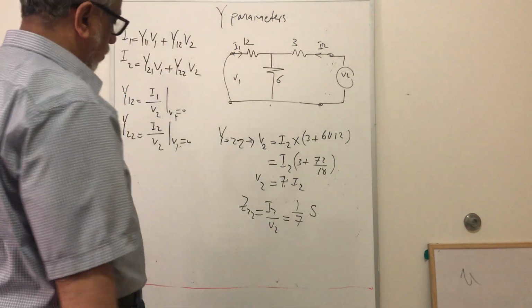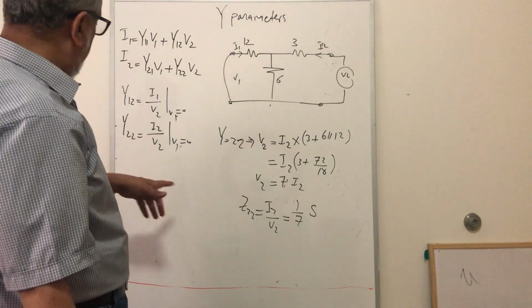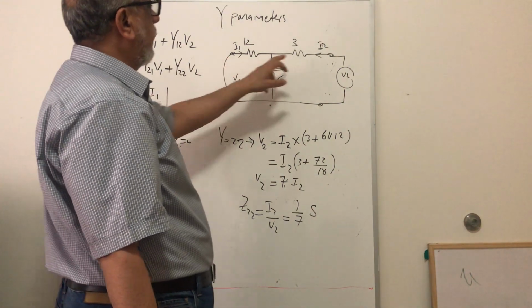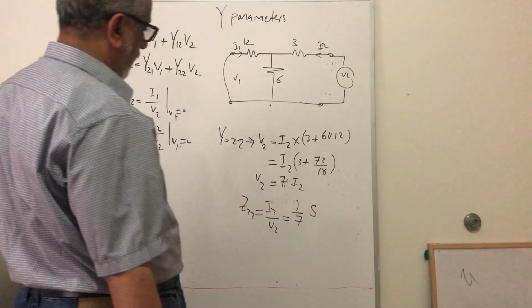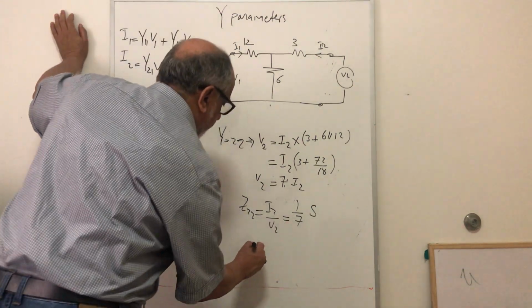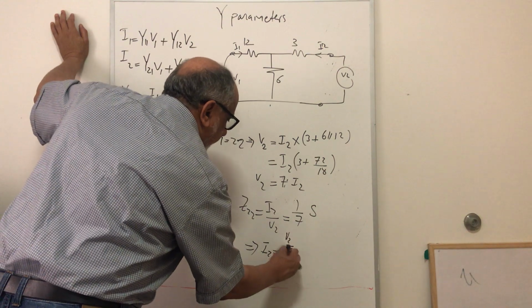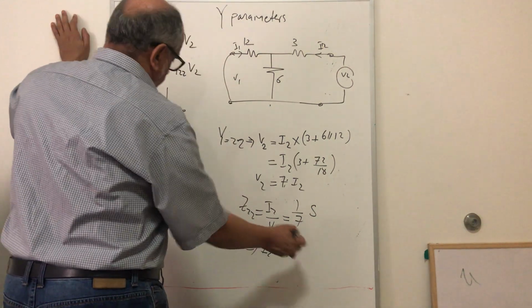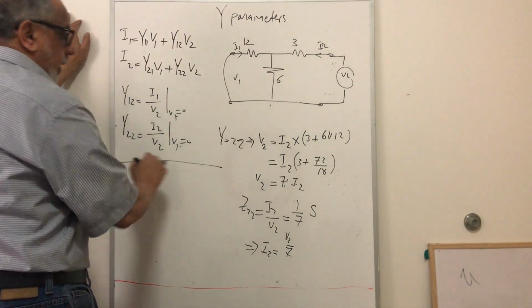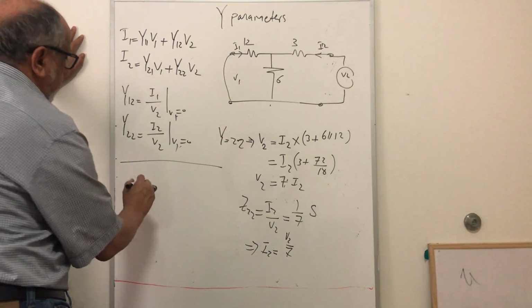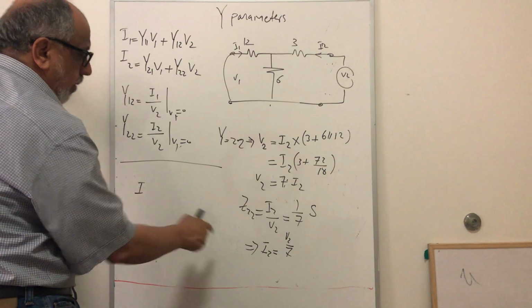So this is Z22. Now, if I want to find Z12, then I have to find I1 as a function of I2. So from here we know that I2 equal to V2 over 7, right? So keep it in mind there. Then we can just find the other parameter directly. So we can find I1 as a function of I2 and then substitute this.